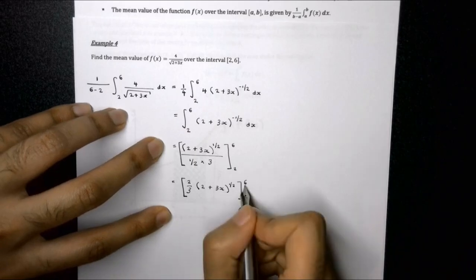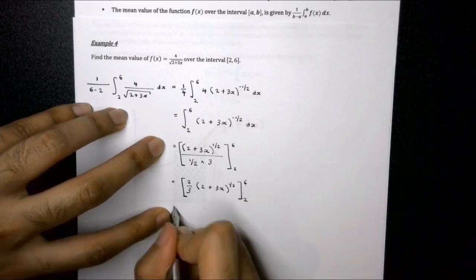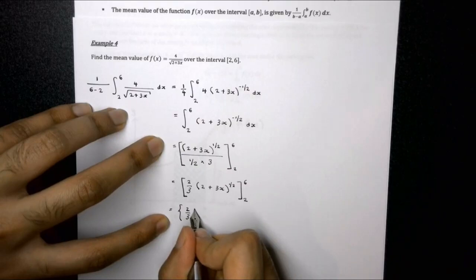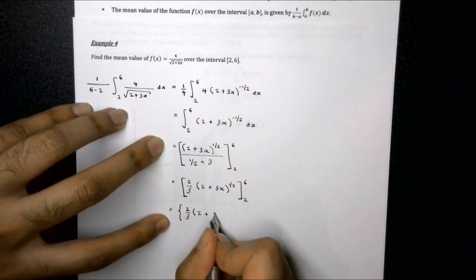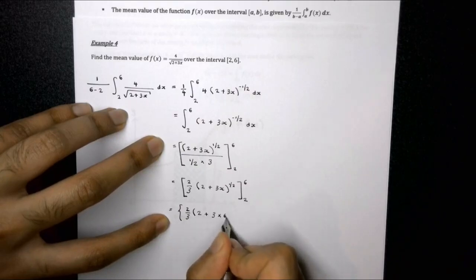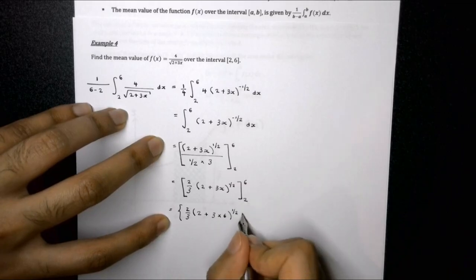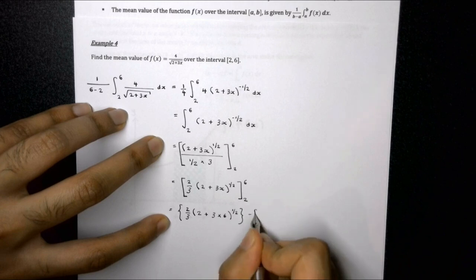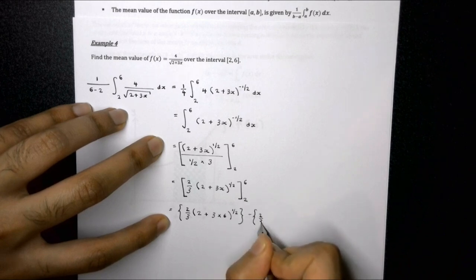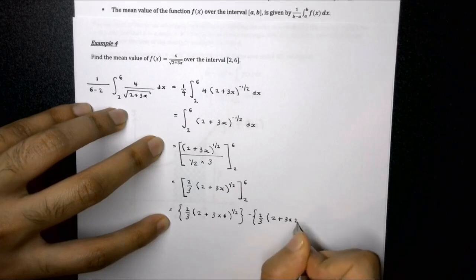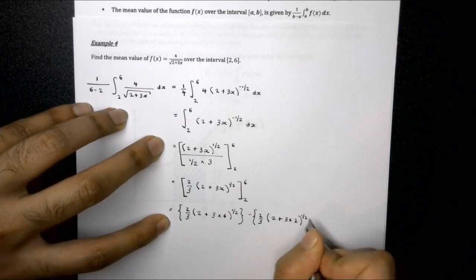Now if we substitute in our limits, for the upper limit, we've got 2/3 lots of 2 plus 3 times 6 to the power of 1/2. For our lower limit, we've got 2/3 times 2 plus 3 times 2 to the power of 1/2.